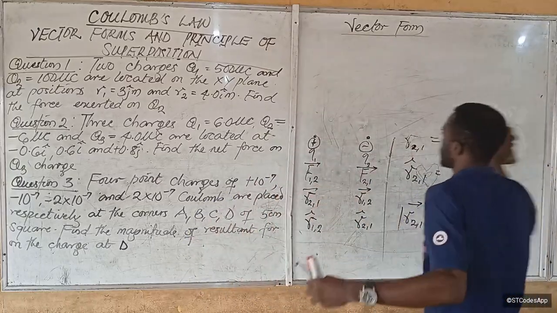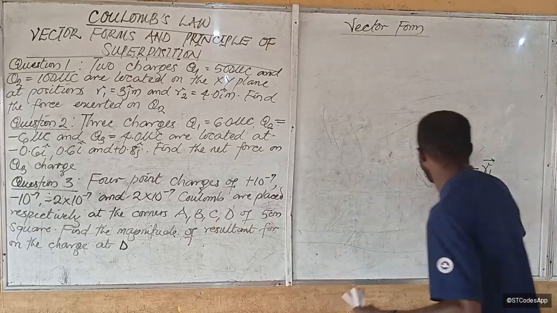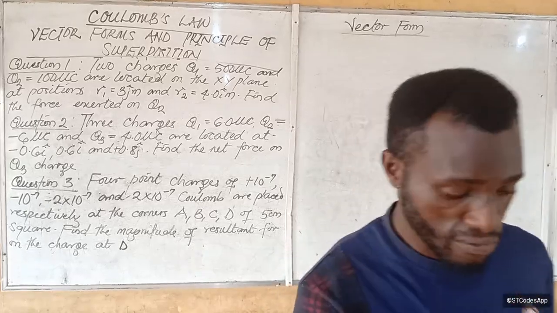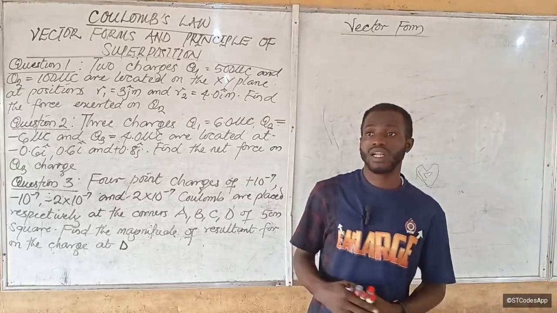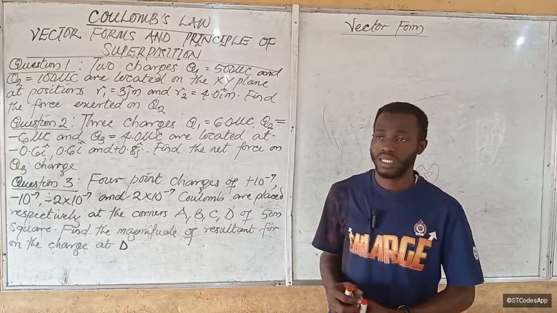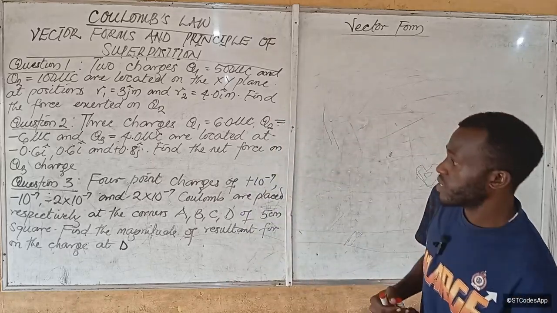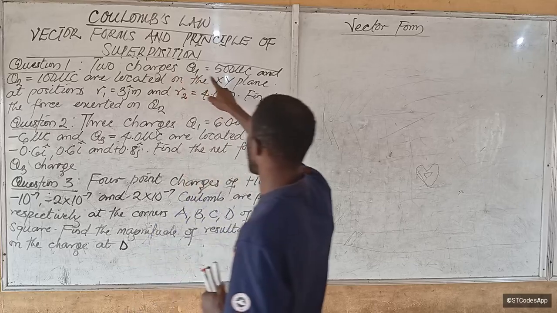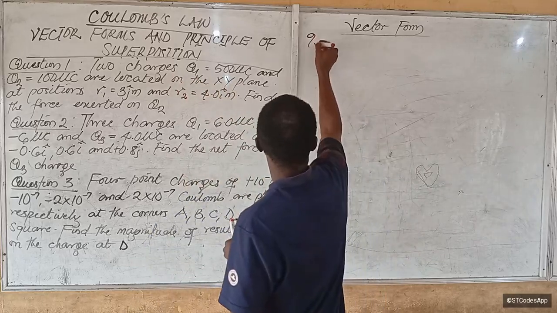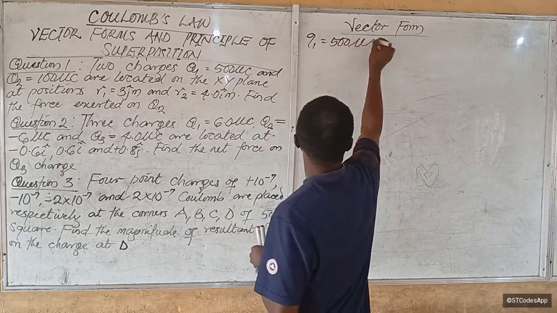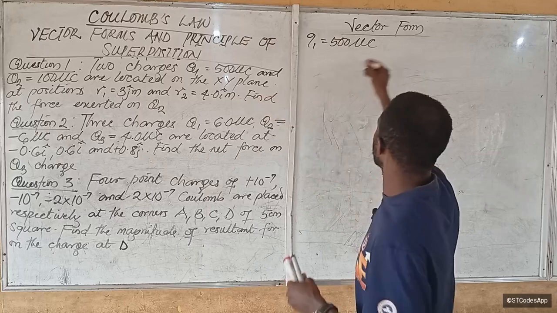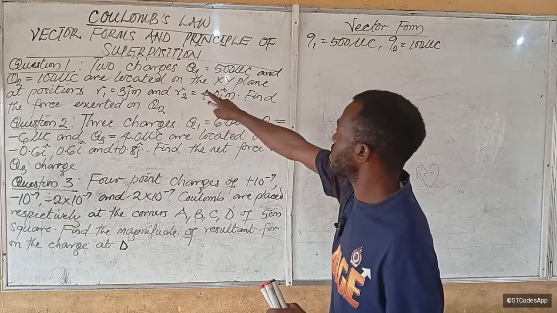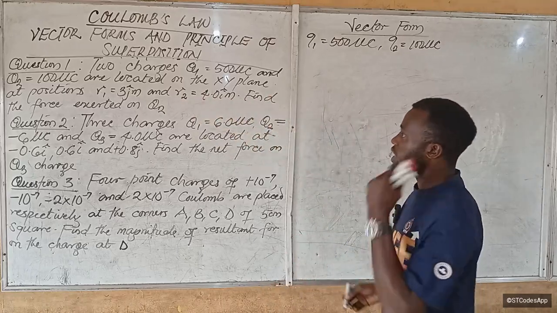Of course, depending on what the question says, we can introduce the formula that I talked about, where we're given relative permittivity and permittivity of medium, but I don't think there's any question that has to do with that here. So let's solve the first question. It says, two charges, Q1 is 500 microcoulomb, and Q2 is 100 microcoulomb, are located on the XY plane.